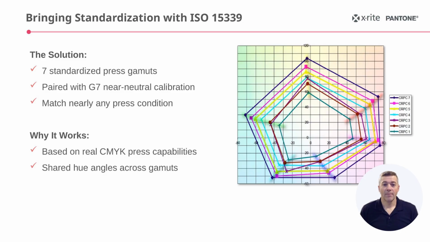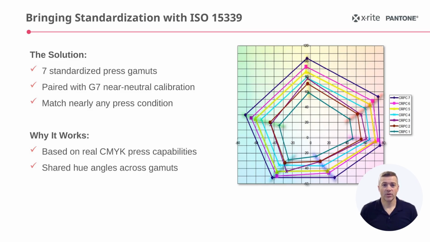To help simplify the mess of custom press profiles, ISO 15339 was created. The idea is straightforward. Instead of building a new profile for every press condition, printers can choose from 7 standardized press gamut profiles. They pick the one that best matches their solids and overprints, then calibrate their plate curves to get near-neutral gray balance and proper tone values on their specific substrate.